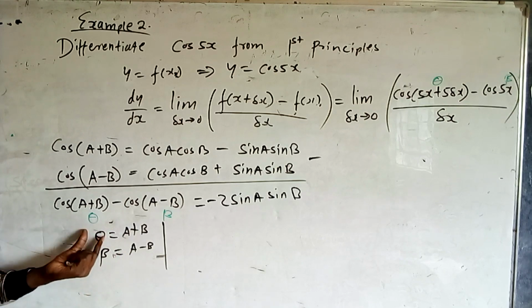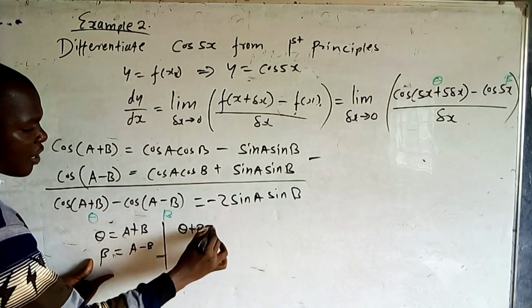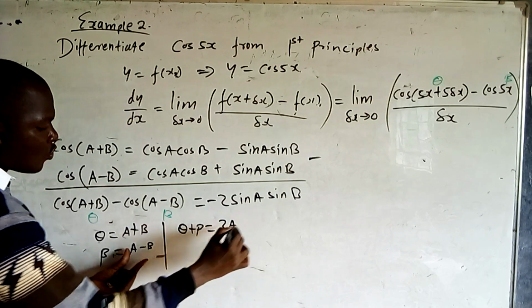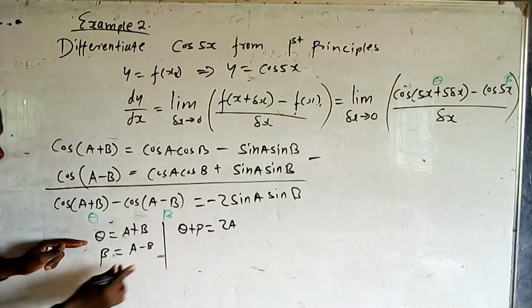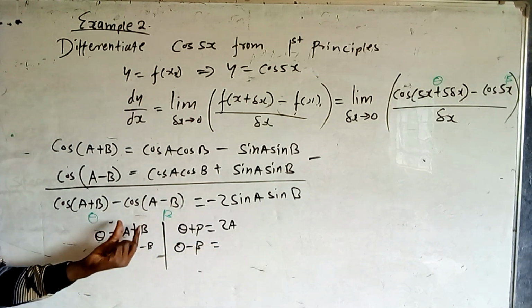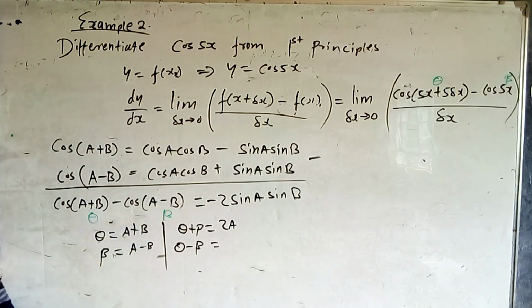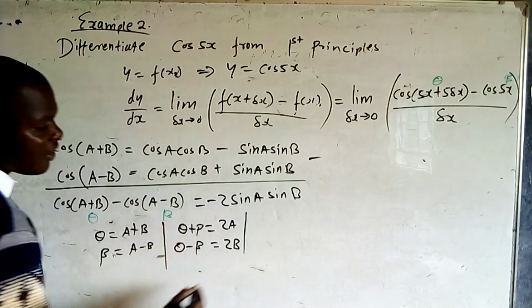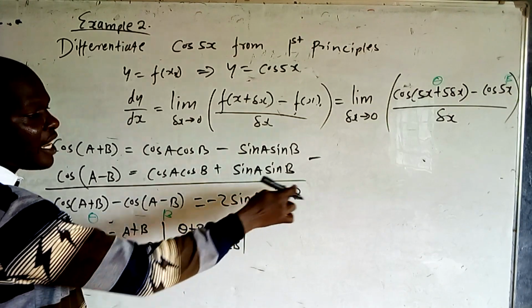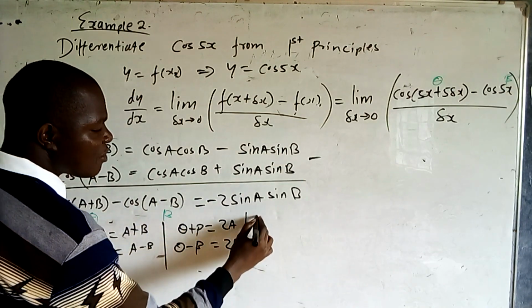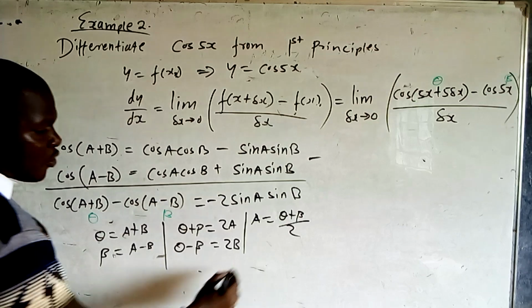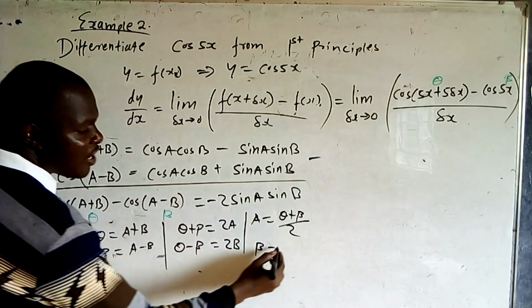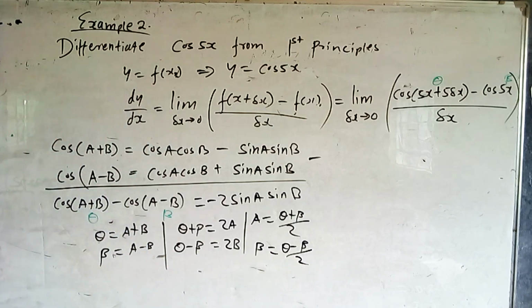So if you add the two equations, what do you get? On the left you get theta plus beta. Then on the right, A plus A is 2A, this plus this is 0, isn't it? Are we together? If you subtract the two equations, on the left you get theta minus beta. On the right you get B minus negative B, which is 2B, isn't it? Then, if you make A the subject, because we want A and we want B, you divide both sides by 2, you get A is theta plus beta over 2, isn't it? Then you get B. You divide both sides by 2, you get B is theta minus beta over 2, isn't it? Are we together?